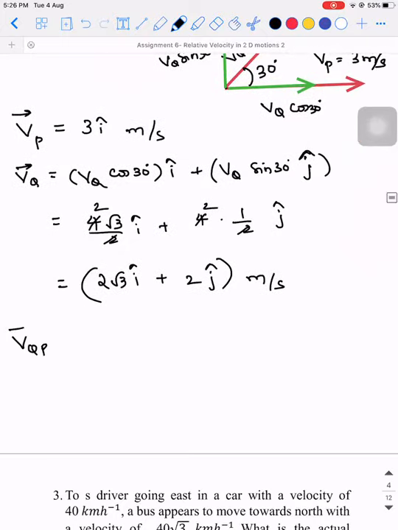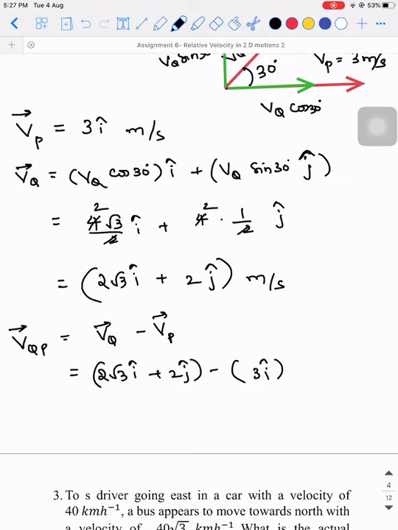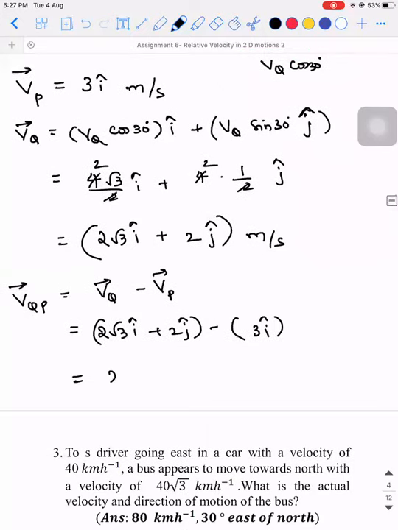So VQP is equal to VQ vector minus VP vector. So what is VQ vector? It is 2 root 3 i cap plus 2 j cap, minus what is VP vector? It is 3 i cap. So what will I get? 2 root 3 minus 3 i cap plus 2 j cap meter per second.